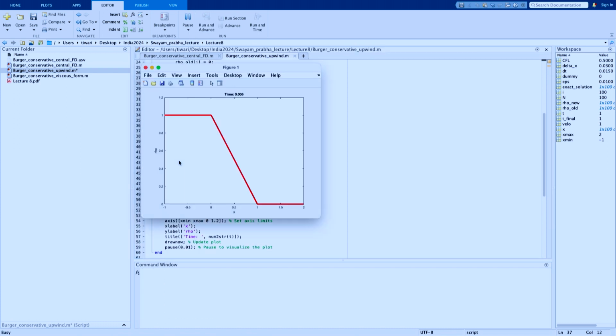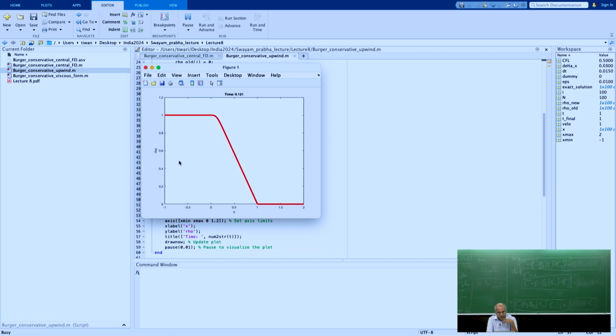Now let us see how the solution looks. I have plotted with a line, not with points, but I can also plot with points. In the earlier case we already had oscillation in the beginning, but here we avoid the oscillation. Here we get a very smooth solution. It means that our grid is not fine enough, so we get a little bit of smearing in the solution.